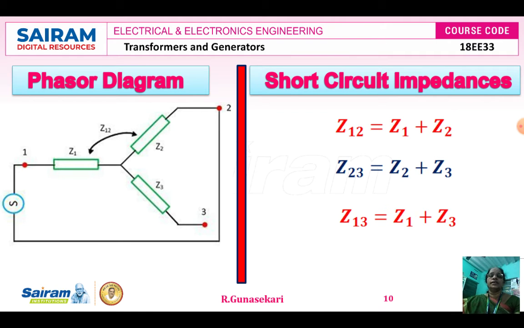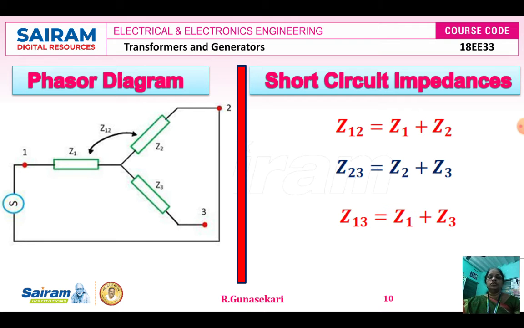Then the phasor diagram of a 3 winding transformer. Z1, Z2, Z3 are the impedances of the 3 winding transformer. Now the supply, that is the voltage source, is connected between winding 1 and 2, and winding 3 is open. Now the impedance across the transformer is Z12, therefore Z1 plus Z2.